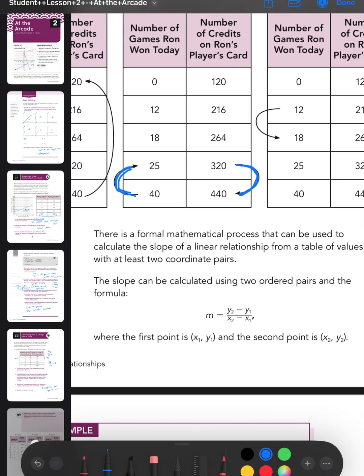Okay, so the formal mathematical equation for finding slope is this equation right here. Slope is equal to y2 minus y1 over x2 minus x1. So in other words, we have 2 points. We can name them x1, y1, x2, y2. As long as we have 2 points, we can find the slope of any given line.